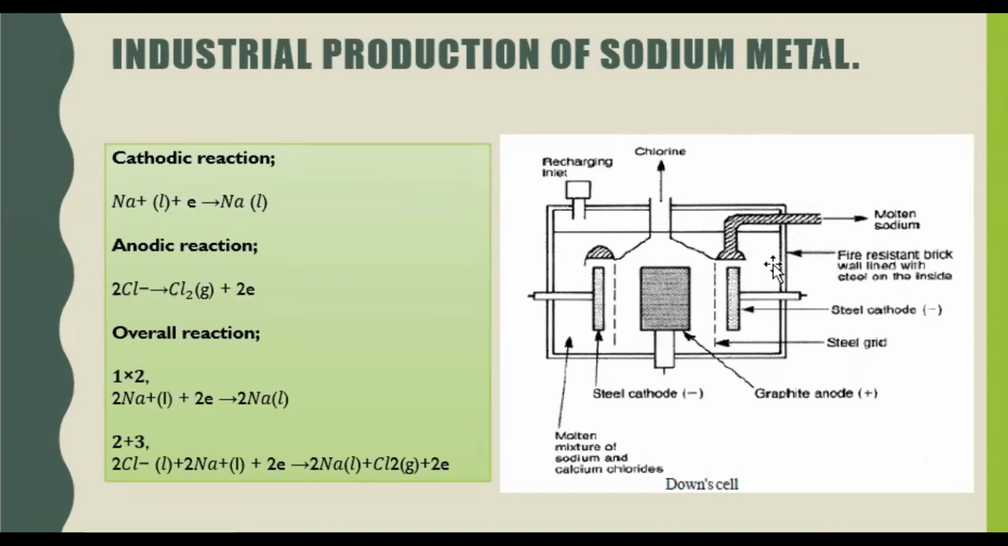To remove sodium from sodium chloride, we have a special setup called the Downs cell. This is the Downs cell setup. Here the raw material we are using is sodium chloride. There is 1 anode in the middle and there are 2 cathodes on either side. The anode we are using is a graphite anode and we are using 2 steel cathodes on either side.